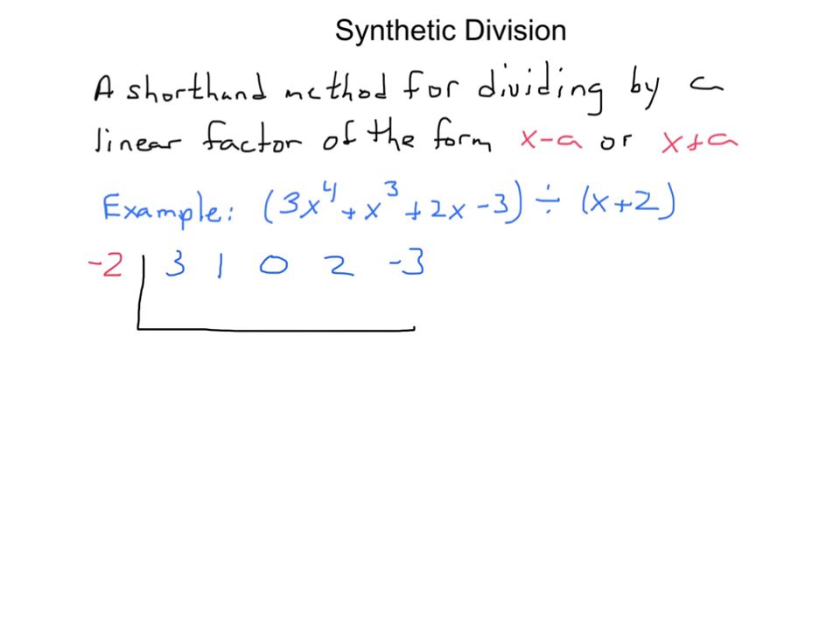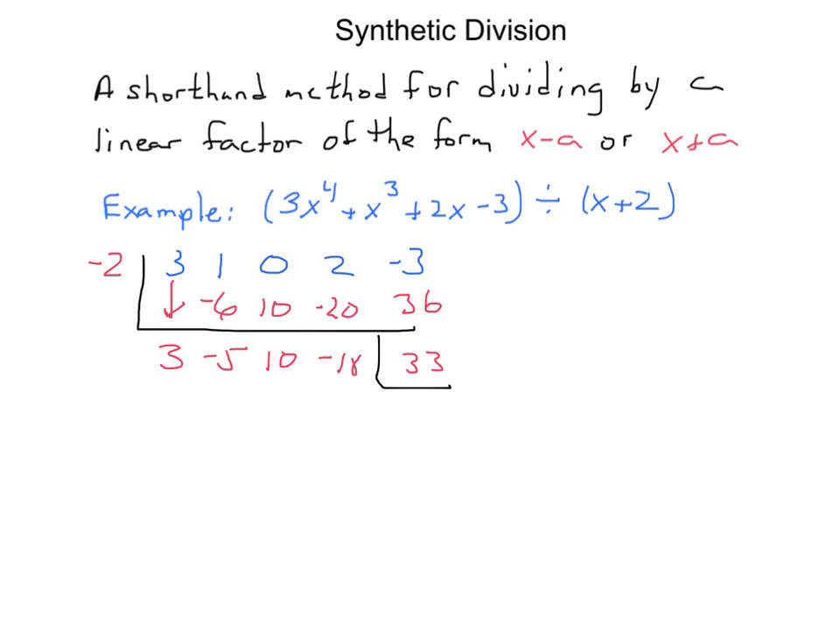The first thing I'm going to do is take the very first coefficient, the 3, and just bring it down. Now I'm going to take the negative 2 times the 3, which gives me negative 6. Then I add the 1 and the negative 6 to give me negative 5. Now I'll take the negative 2 times the negative 5, which gives me positive 10. I add the 0 and the 10, and I get 10. Negative 2 times 10 gives me negative 20, and when I add the 2, I get negative 18. The last thing I have to do is take negative 2 times negative 18, which is positive 36, and when I add it, I get 33.